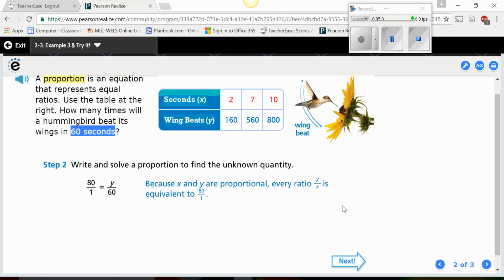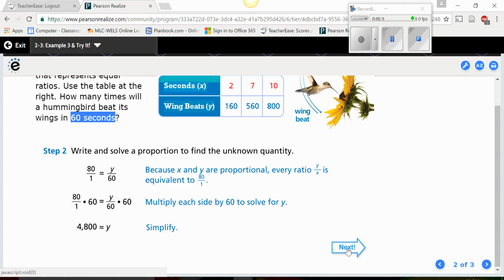This line here just reminds us of the proportional side of this problem. To solve this problem, they have decided to eliminate the denominator on this side. Technically, it's like y as a whole number over 1 equals 80 over 60. To eliminate that 60, we have to multiply by its reciprocal, so 60 times 1 over 60 is going to eliminate that. But if I do it to this side, I have to do it to this side also. And so we have 80 divided by 1 times 60. And 80 times 60, of course, gives us this answer right here.